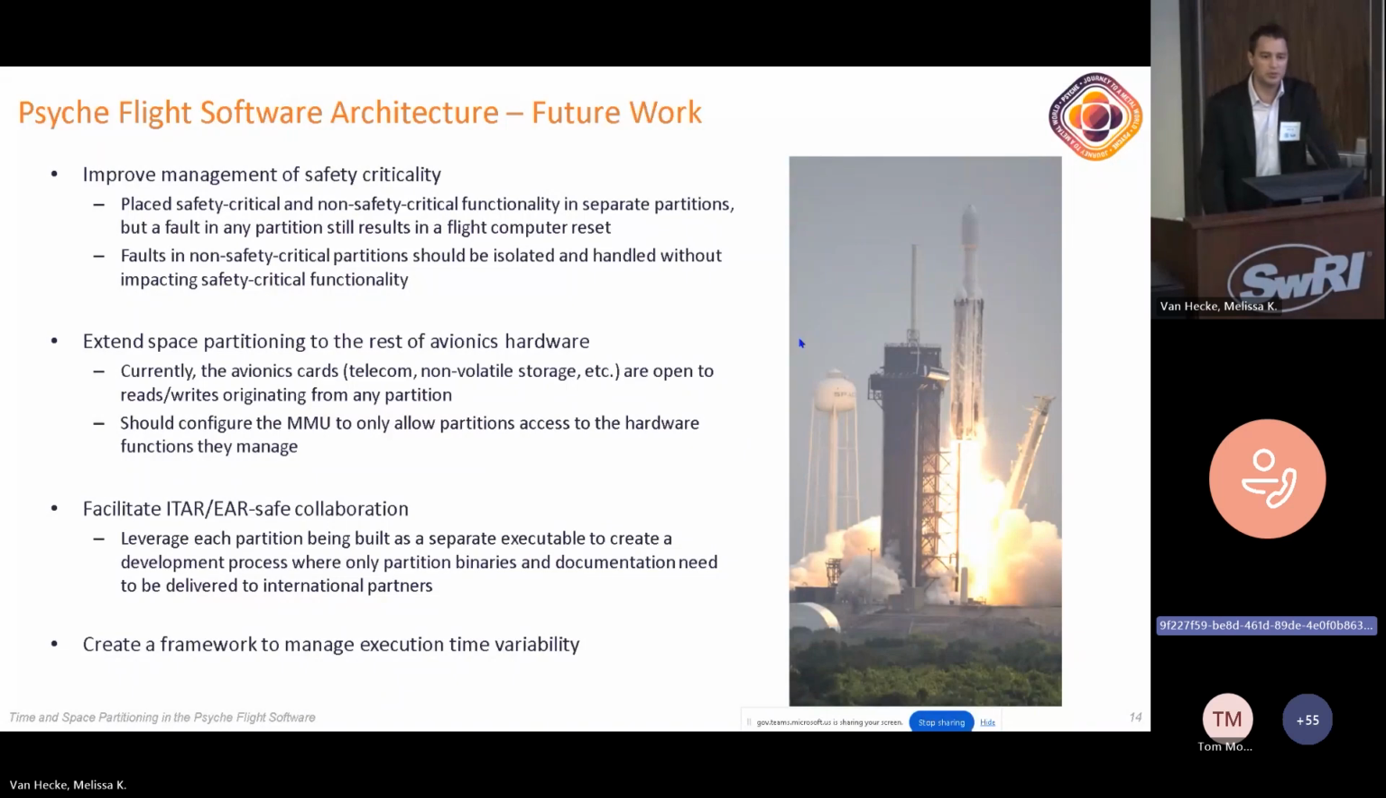Also, I think this architecture could be used to facilitate ITAR and EAR safe collaboration, because each partition is built as its own binary. So if one institution develops one partition and another institution develops another, you could just deliver the binary and then a series of APIs. So you don't have to exchange source code, which makes these restrictions a lot easier to manage. And finally, I talked about that framework to manage execution time variability. We would like to make some progress on that.